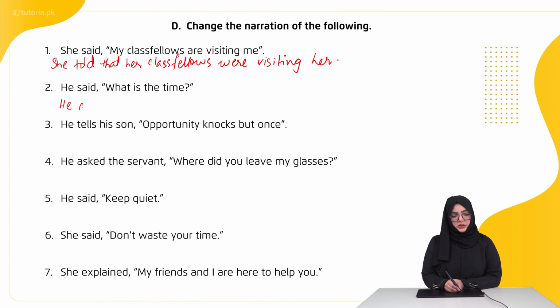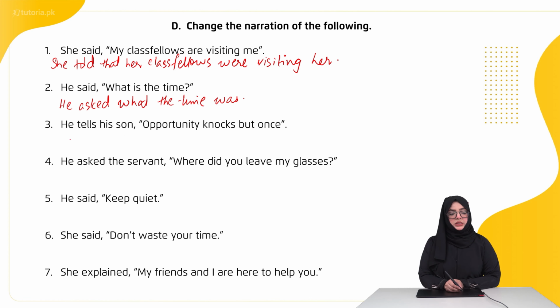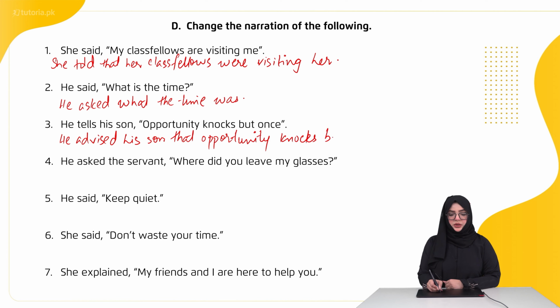Second is he said, what is the time? He asked what the time was. Third is he tells his son, opportunity knocks but once. जो sayings होती हैं उनको हम as it is रखते हैं और factual information को भी as it is ही रखेंगे. So he tells his son को हम करेंगे he advised his son that opportunity knocks but once.